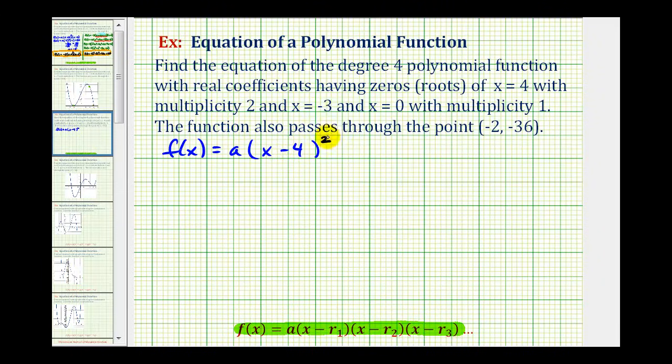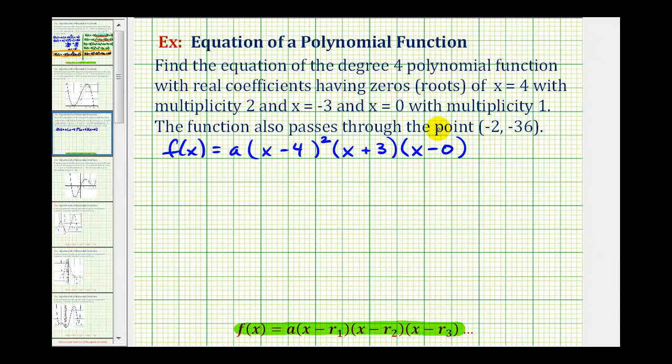The next 0 is x equals negative 3, so we'd have to have a factor of x minus negative 3, which is x plus 3. This has multiplicity 1, so we have one factor. Notice if we substitute negative 3 for x, this factor would be 0. And our last 0 is x equals 0, so we'd have a factor of x minus 0. Now let's go ahead and clean this up.